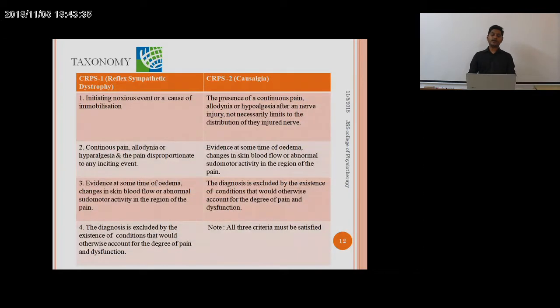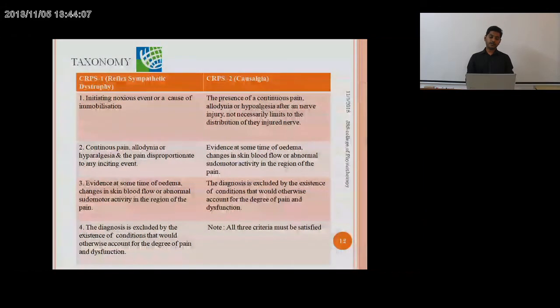So the IASP has given the CRPS 1 and 2 taxonomy. They have given a set of rules on how to identify CRPS 1 and CRPS 2. When it comes to CRPS 1 or reflex sympathetic dystrophy, the first one is an inciting noxious event or a cause of immobilization. So there will be an event of trauma where a person is having pain due to trauma, or it is caused because of immobilization, for which we mostly use plaster of Paris or other things to immobilize a segment to be kept in position.